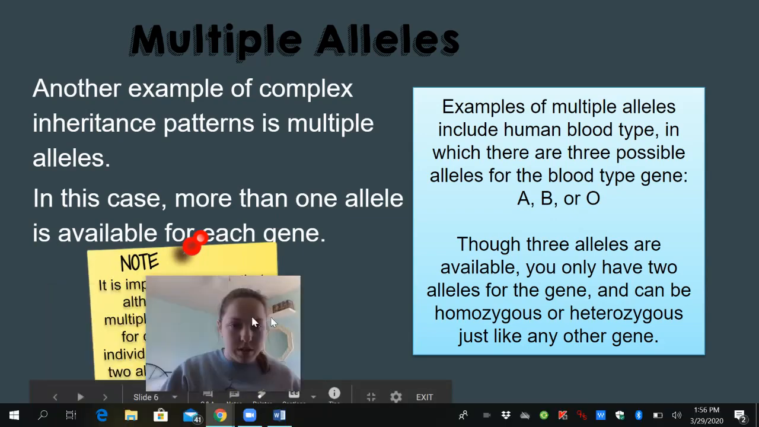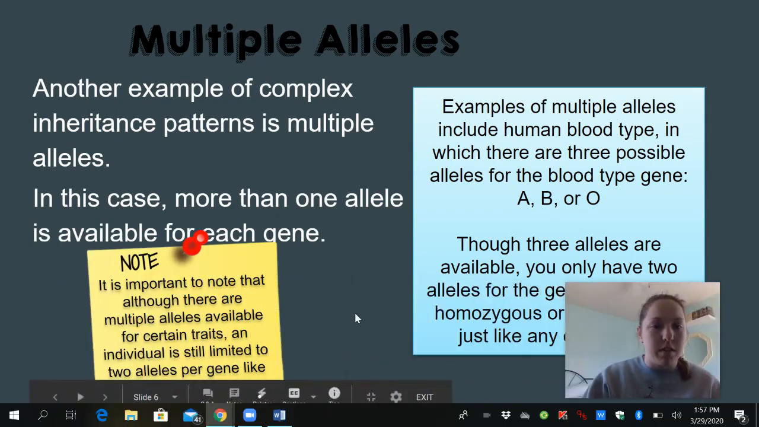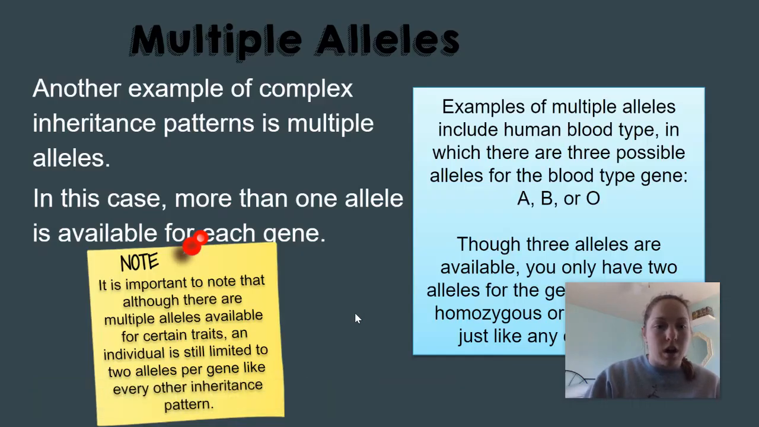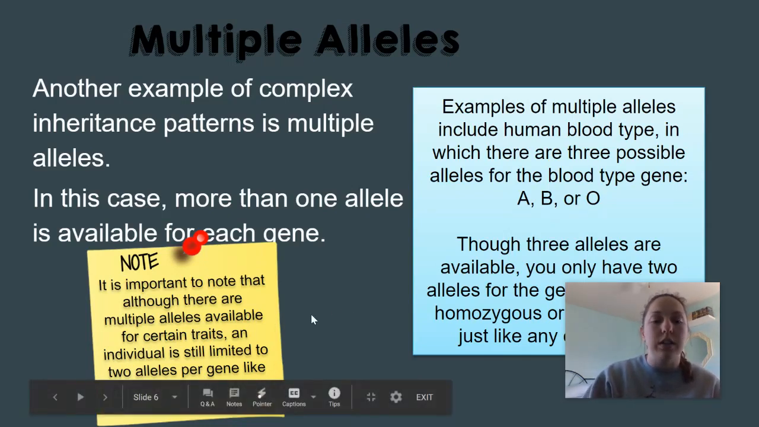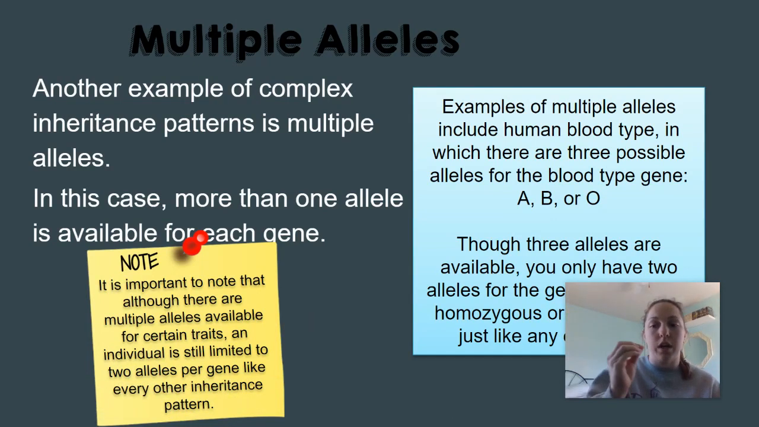It's important to note that although there are multiple alleles for certain traits, an individual is still limited to 2 alleles per gene, just like anything else. So remember, you still only get 1 copy from your mom and 1 copy from your dad. Just because there's 3 options doesn't mean you have 3 genes. You only have 2. There's just more to choose from.